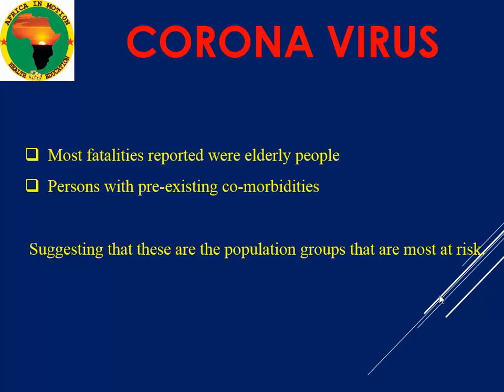Most fatalities reported were elderly people, persons with pre-existing co-morbidities, meaning people who have a low immune system. When you talk about low immune system, we are talking about low soldiers of the body. The soldiers are not enough to fight infections, meaning anyone who is in a frail condition, and once the virus comes in, it will cause more fatality compared to somebody who is immune competent.